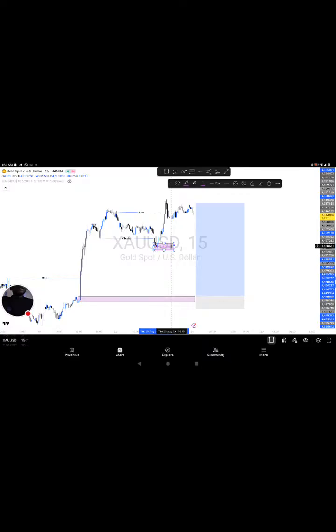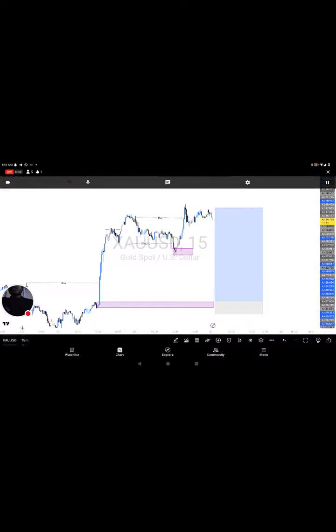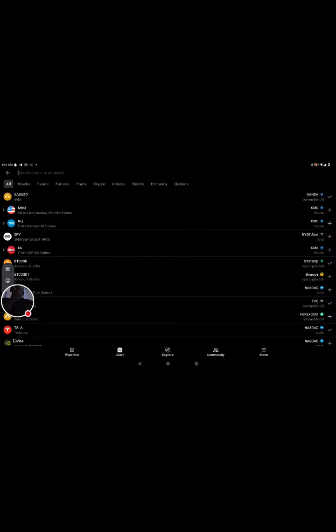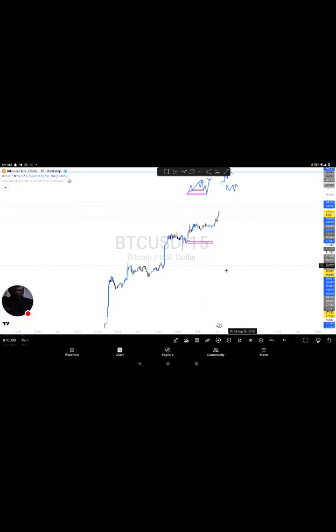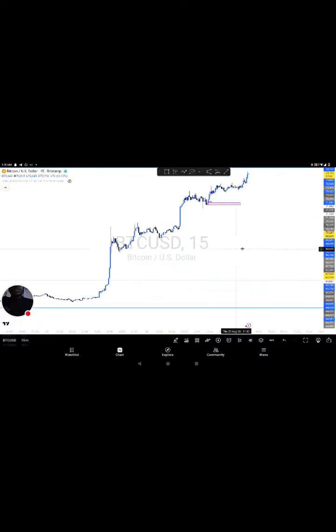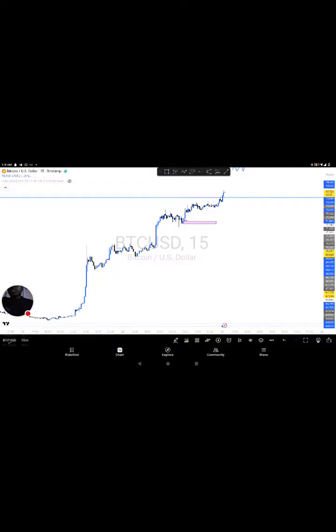Now let's analyze another market. We currently analyzed gold. So let's analyze BTC USD. BTC USD doesn't look like it has any setup, but let's check JPY.